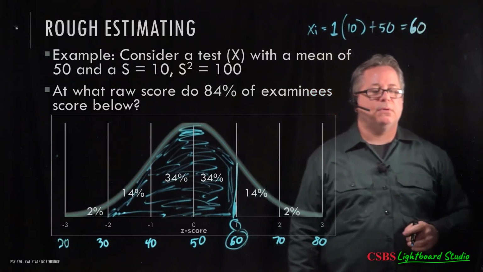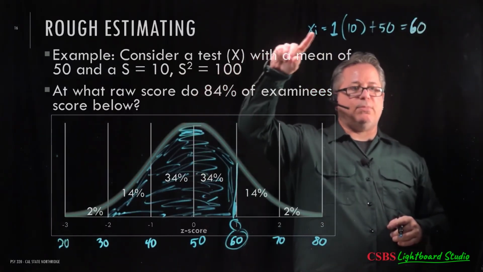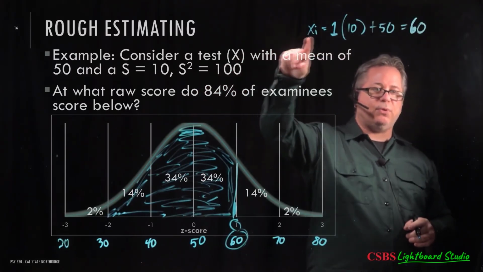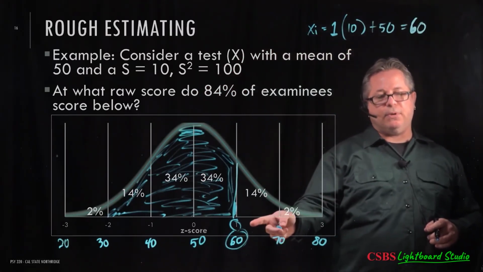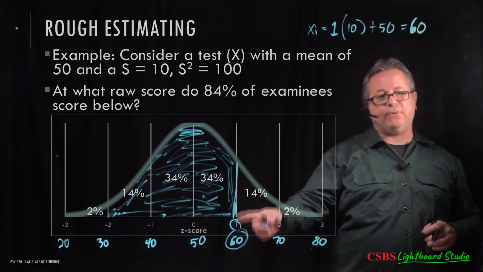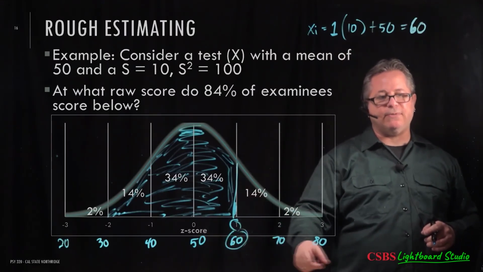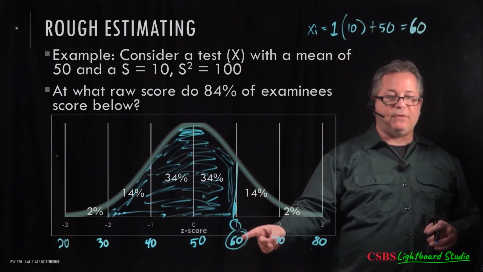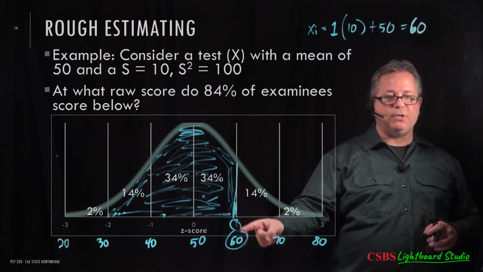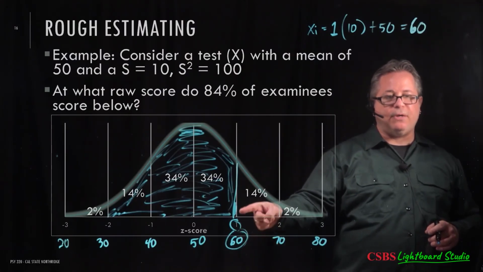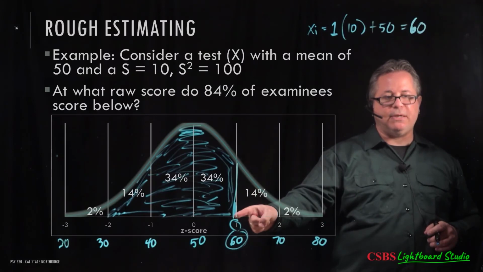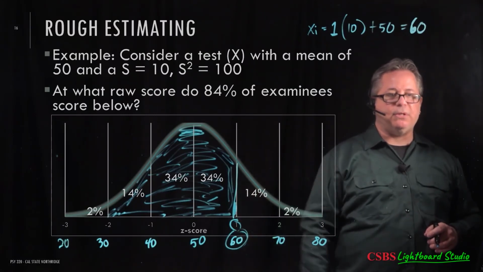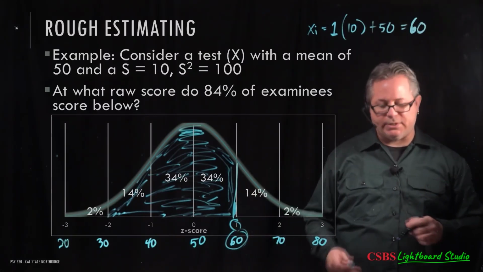So I can do that by simply applying this equation, converting it over, but I just did it by sight. When I wrote down 50, 60, 70, 80, I could see that 60 corresponds with 1 standard deviation. Right away I figure out that if I need 1 standard deviation above the mean to get to 84%, that just means I need a raw score of 60 to get that 84%.